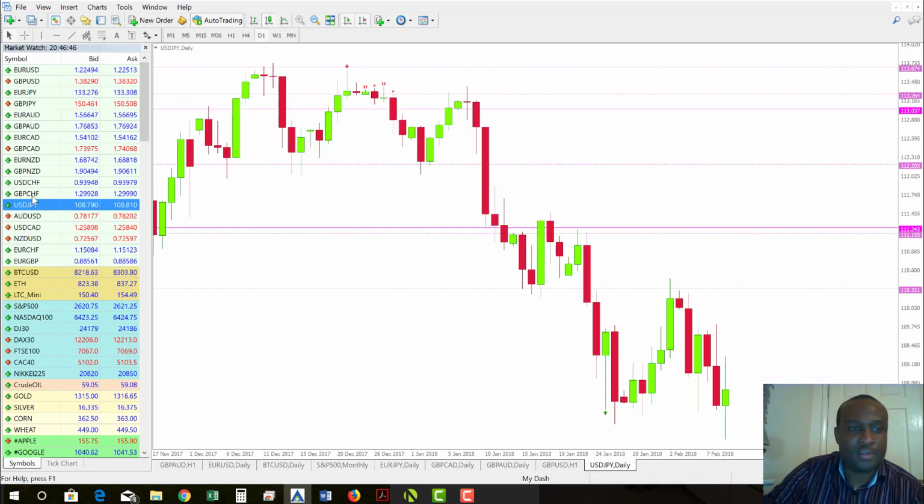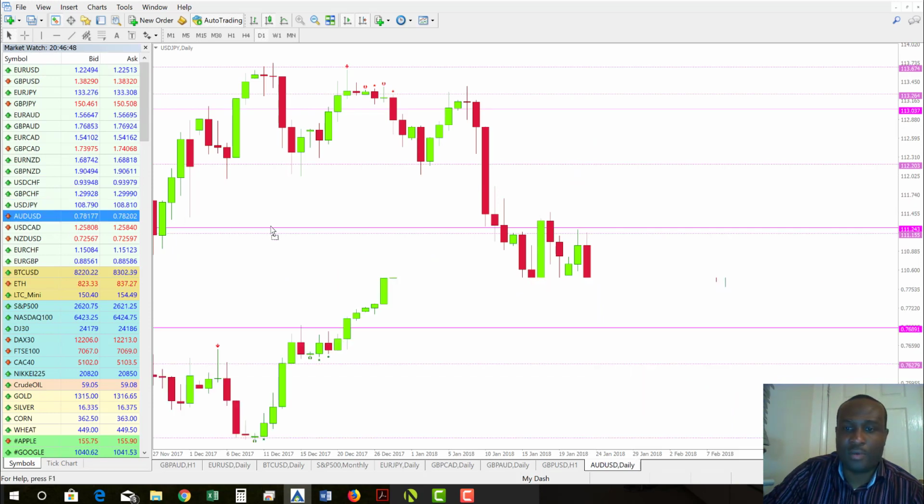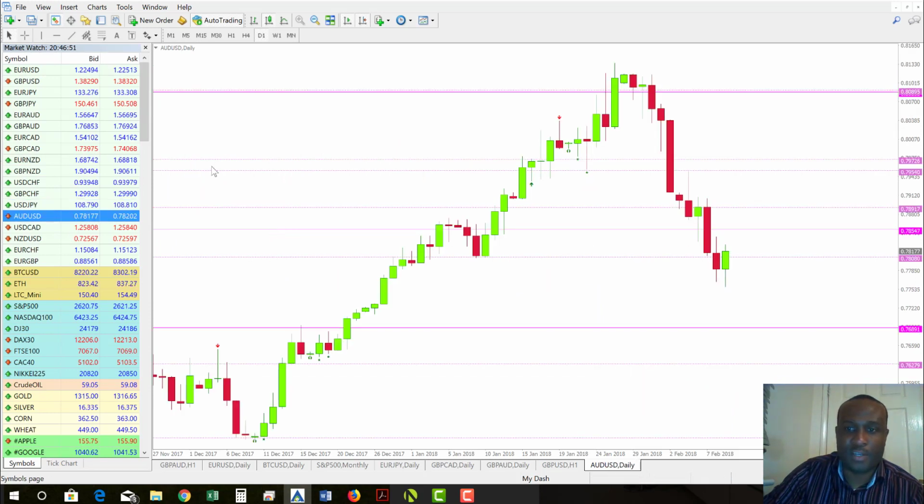USD JPY, nothing here. AUD USD, nothing again showing me, but we can see that price has broken this level of support and then pushed back up slightly and just hovering about there. So let's see what price does in the coming week. So bear that in mind. This might be one to watch.